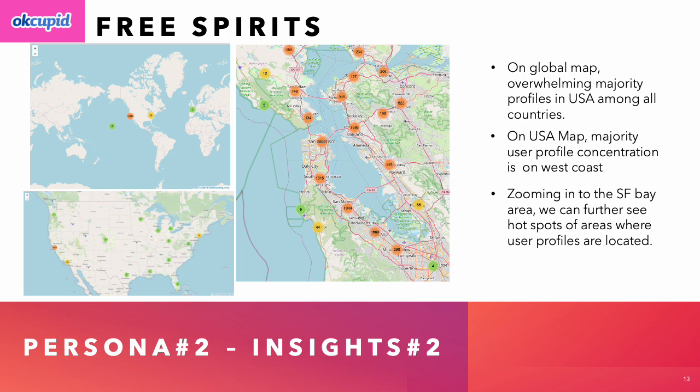Also, if you plot the free spirits on a map, essentially you see on a global map there's hardly any profiles beyond the USA. When you look at USA, the most dark red and yellow profiles are all in the west coast, and then you zoom in further, you see that most profiles are actually in the Bay Area, in San Francisco and nearby areas.